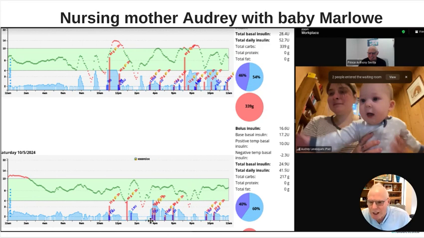You can also see that she had a low with breakfast here, and you can see that she didn't pre-bolus. I guess she's allowed, being a mum is hard enough. So anyway, we weakened her carb ratio at breakfast as well.